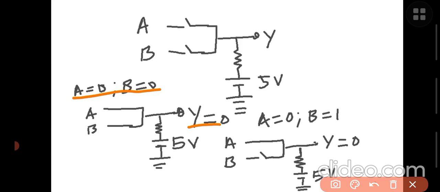When A equal to 0, B equal to 1, A is conducting, that is forward biased, B is reverse biased. Even in this case also the output is 0. If any one of the diodes is forward biased, then output will be 0.